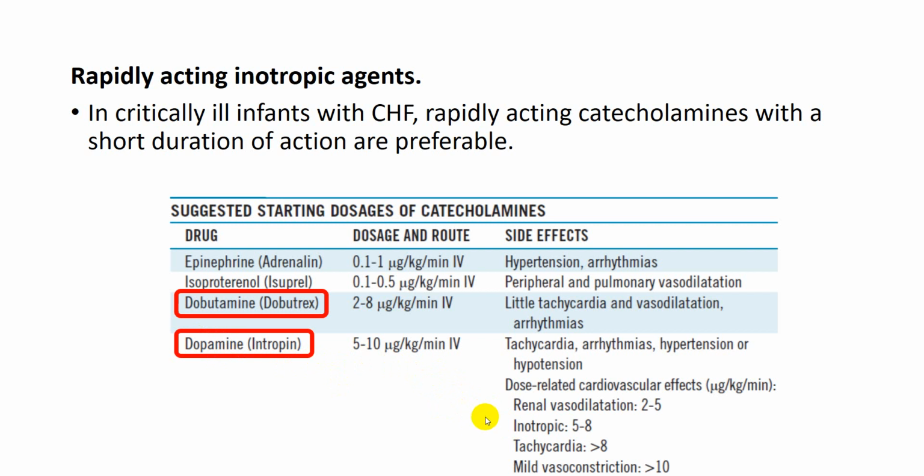If we use 2 to 5 mic per kg per minute, this is a renal vasodilator, so the renal dose of dopamine. Inotropic, increased contractility, if we use it at 5 to 8 mic per kg per minute. More than 8 causes tachycardia, a chronotropic effect. Vasoconstriction is more than 10, especially 15 to 20 mic per kg, the vasoconstrictive effect of dopamine.